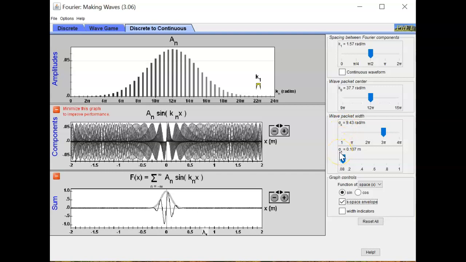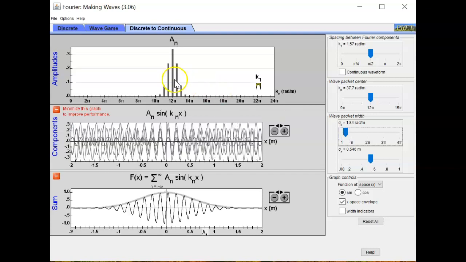I don't actually have to directly adjust sigma x to make it bigger. I can make sigma k more narrow. And you notice that that second one responds. So I've made this more narrow, and now this is wider.